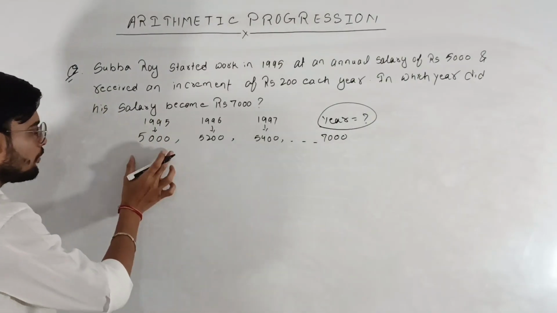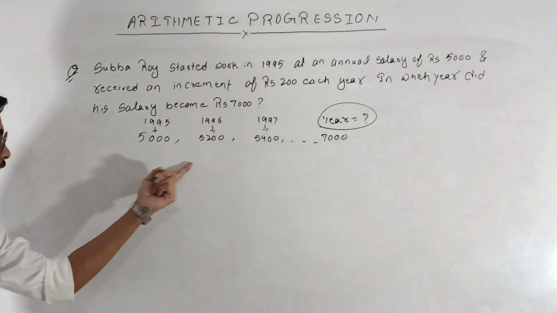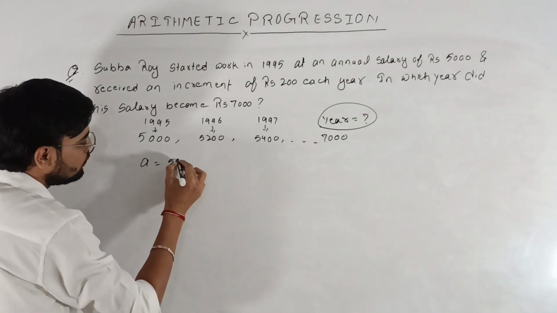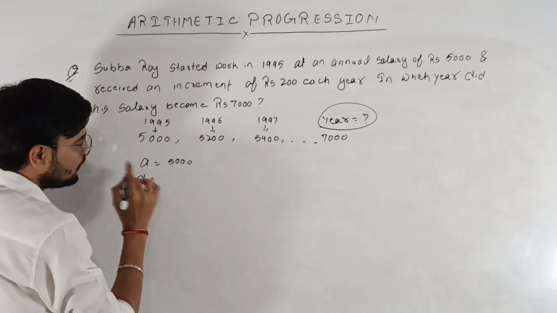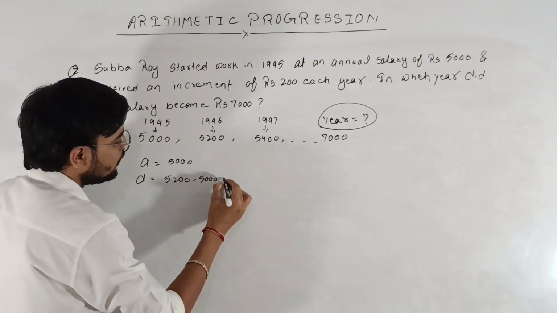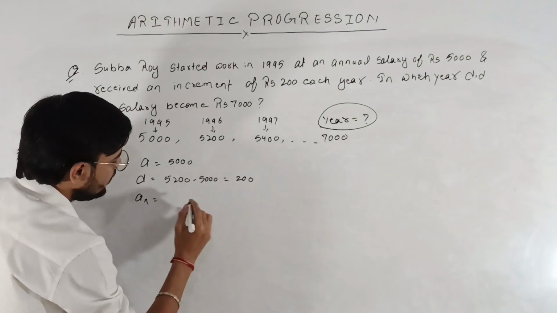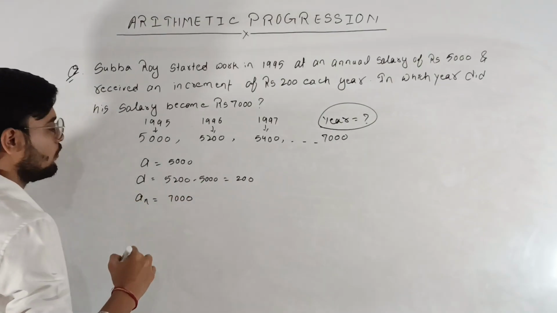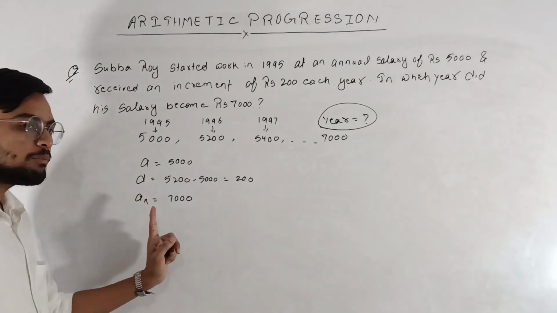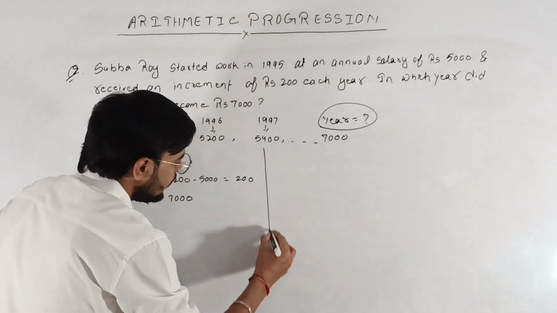This is an AP: 5,000, 5,200, 5,400, up to 7,000. This series is in AP where A is 5,000, D is 200, and another term, the nth term AN, is given as 7,000. So first we have to find N.